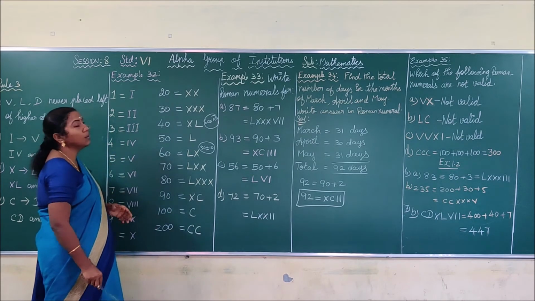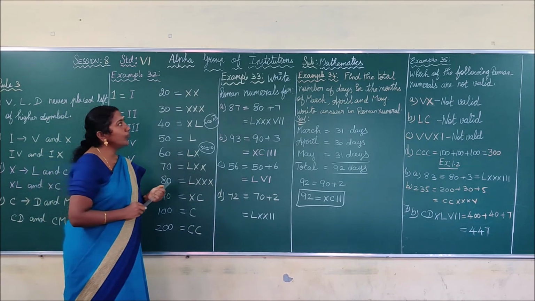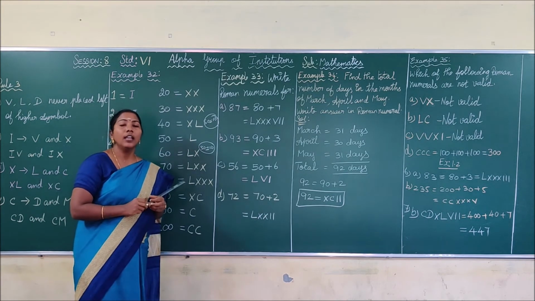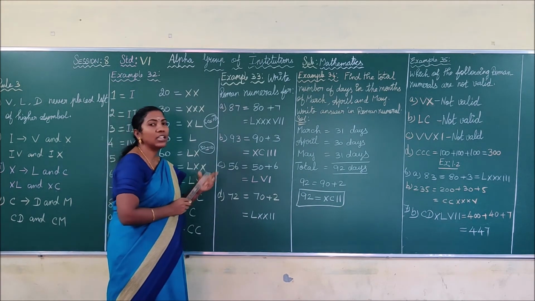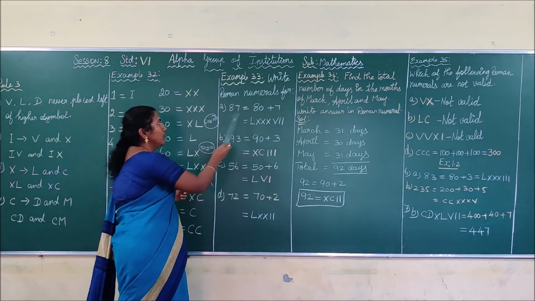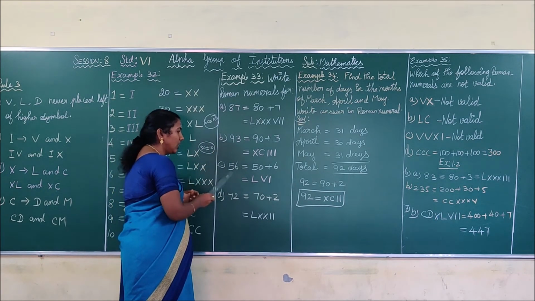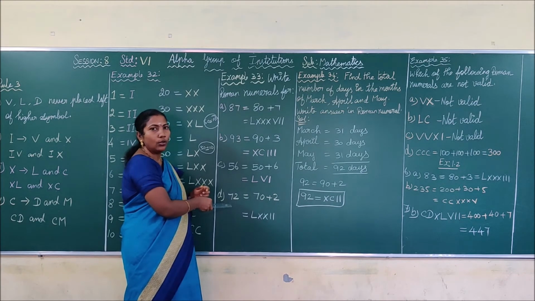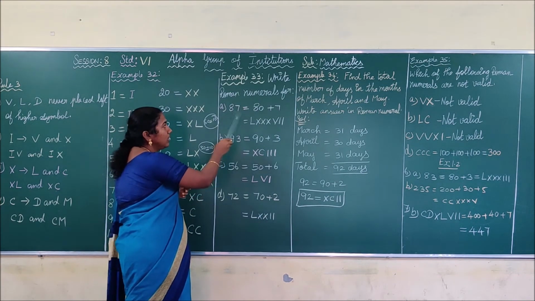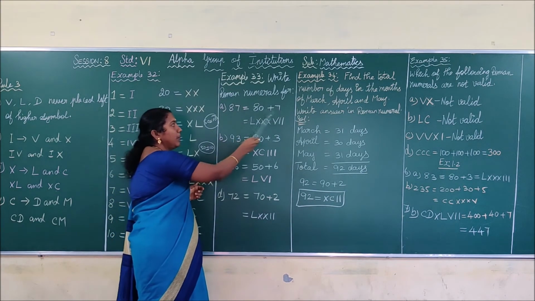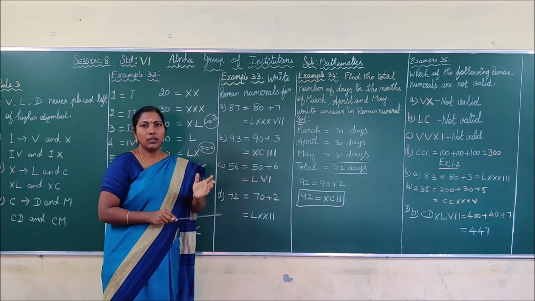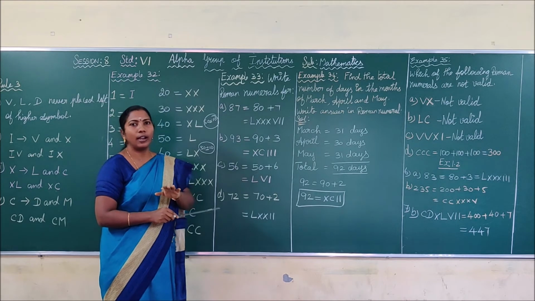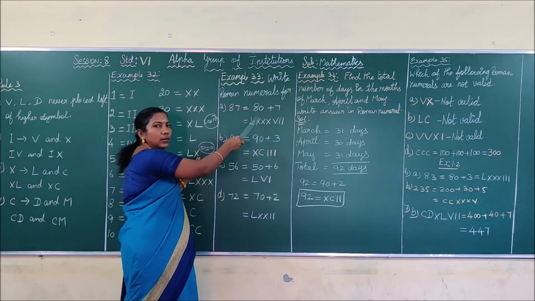That's all for example 32. Next we are moving to example 33. In example 33, they are asking us to write the Roman numerals for the given numbers. What are the given numbers? 87, 93, 56, 72. Okay. Now I am going to split this 87 as 80 plus 7. You can also split 80 as 50 plus 10 plus 10 plus 7. You can also write like this.